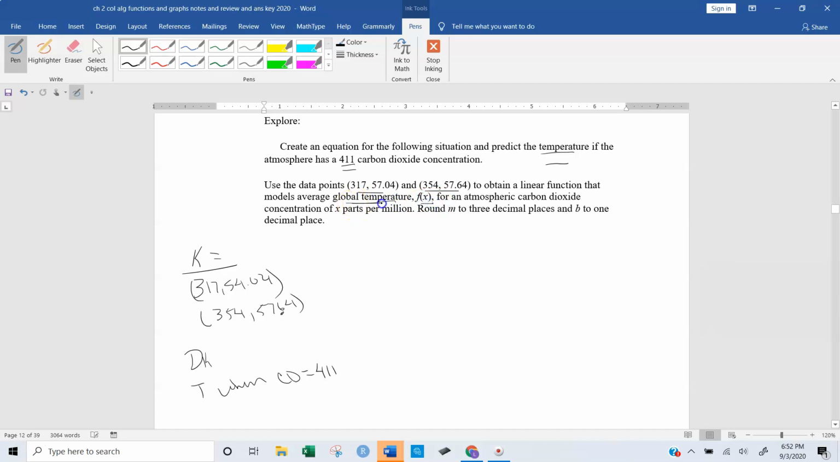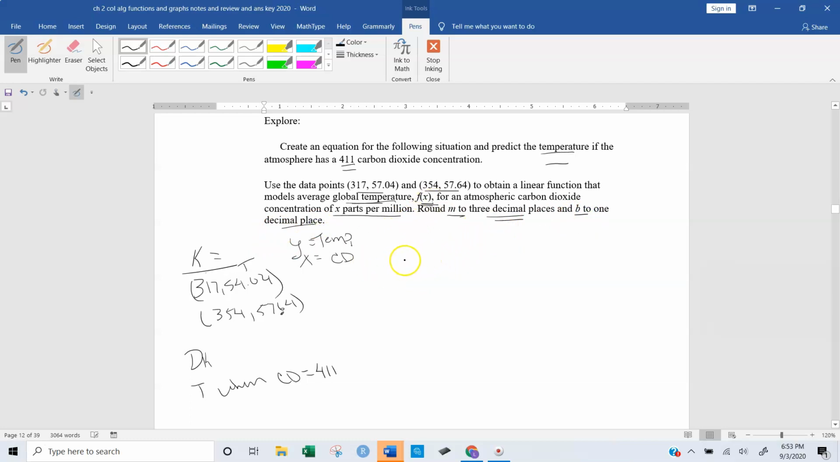So temperature is f of x. Remember, f of x stands for y. So I know the y is the temperature value. So this represents temperature here. Carbon dioxide of x parts per million. So x represents my carbon dioxide. Round m, so the slope, to 3 decimal places, and b to 1 decimal place. So that's just telling us how they want the answer.